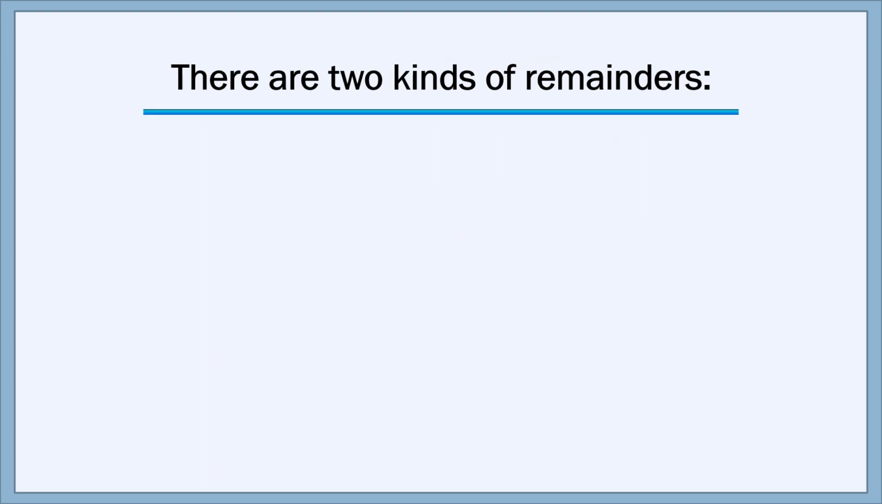Now that we've taken a close look at the rules for remainders, we need to understand a little more about the nature of remainders. There are two kinds of them. They are called vested and contingent, and we need to be able to tell the difference between them.